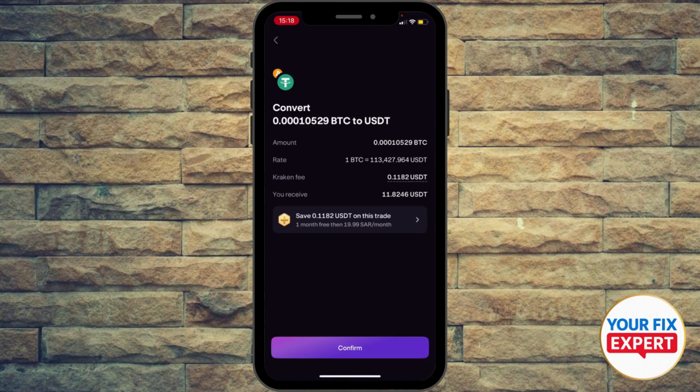You're gonna see the amount, rate, and Kraken fee, and I'm gonna receive 11.8246. Okay, and then hit confirm, and basically that's it. Now you converted one exchange or one asset to another.